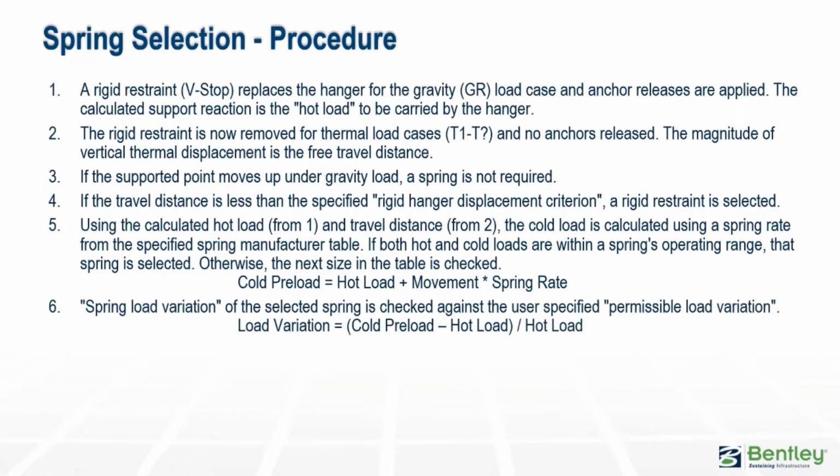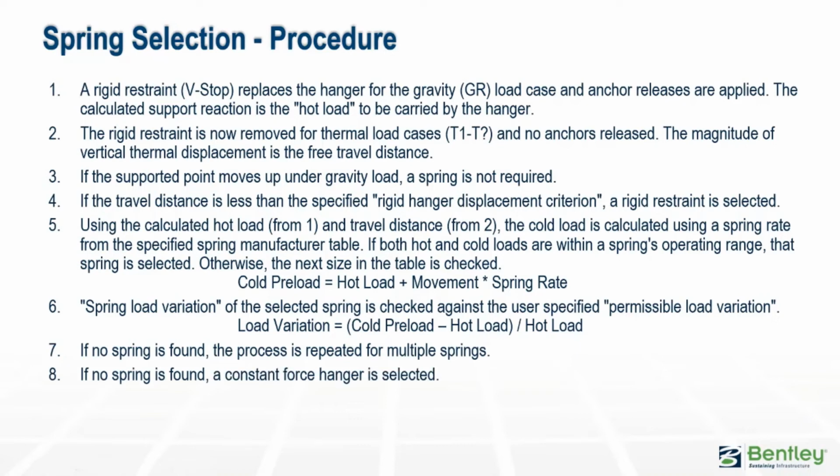Lastly, the spring load variation of the selected spring is checked against a user-specified permissible load variation. If the spring passes all of these steps, that spring will be shown on the spring hanger report as a working option for the model. If no spring is found, the process is repeated for multiple springs under that manufacturer. And if in the end no spring is found, a constant force spring hanger will be selected. The report will show all possible springs, and the first one in the list will be used in the model.